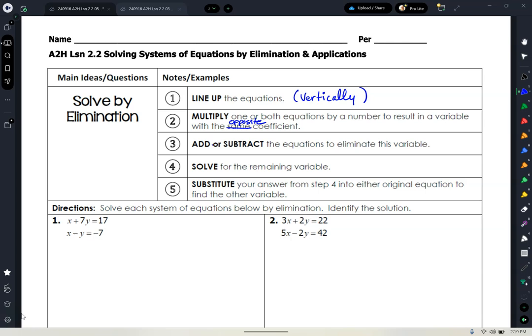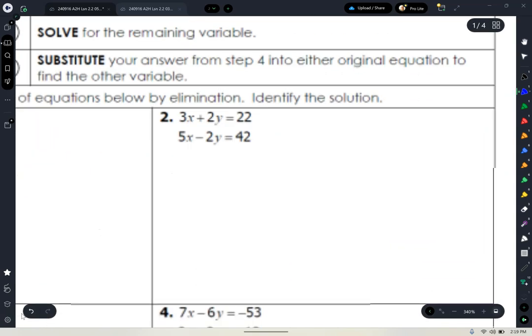Then we're just going to cross this out right here. We're just going to add the equations to eliminate those variables that have opposite coefficients, like positive 4x and negative 4x. You add positive 4x and negative 4x, they go bye-bye, which is the whole idea of elimination. Right? That's the whole concept that we're working with. And then we'll solve for the remaining variables and then substitute back in like we did with our substitution. Okay? All right, so let's start with number 2.